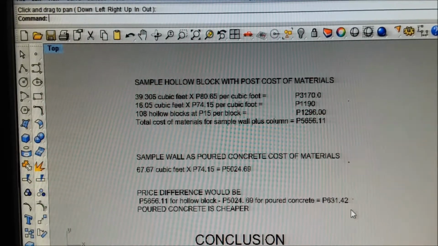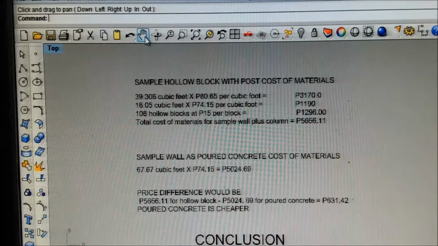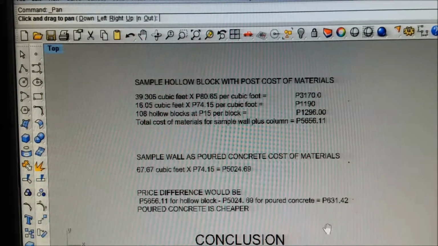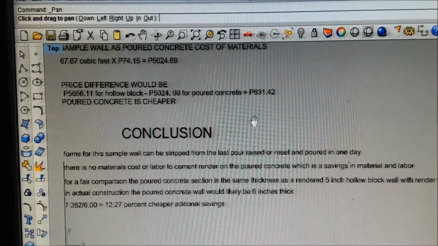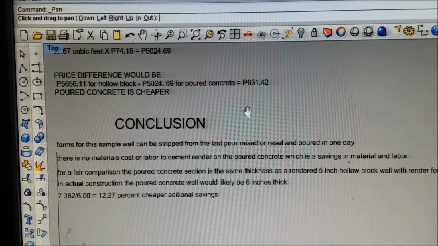I mean, if you can't afford 600 pesos every time you build 12 feet of wall, you probably don't really need to be building a house, because they're terribly expensive by the time you actually get it all up.